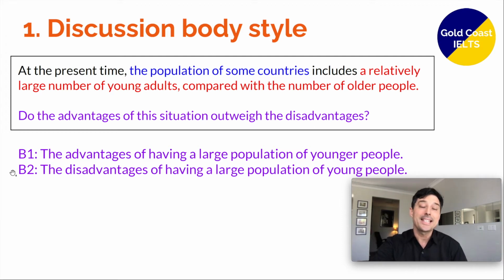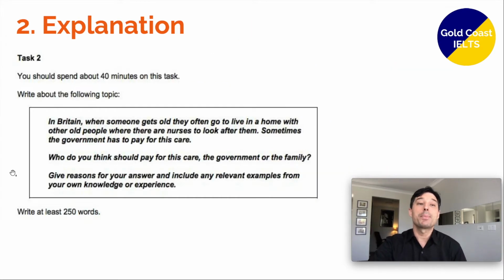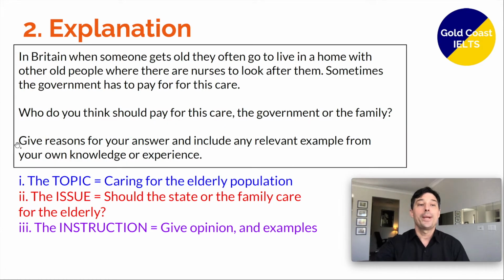So pretty easy stuff. So let's move on now to an explanation style. This one is talking about old people in Britain living at home with the family or living in government provided care. So if we do a little analysis, we can see that the topic is caring for the elderly population and how this should be done. The issue is, should the state or should the family care for elderly people? And the instruction, what we need to do in our answer, in our response, is give an opinion and give some examples.